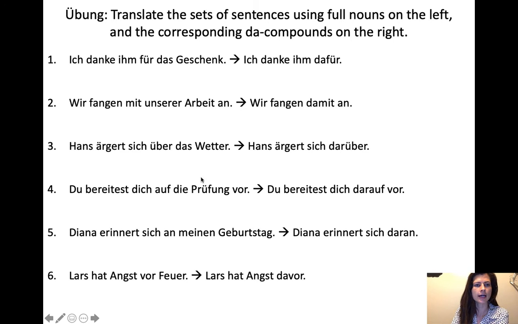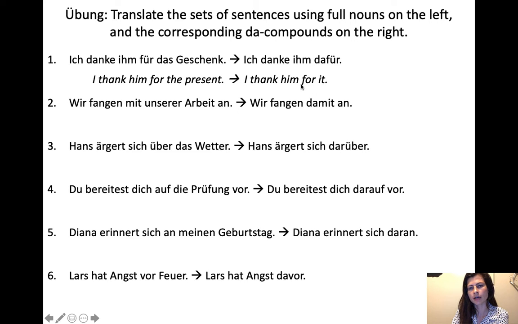So let's look at these sentences. Ich danke ihm für das Geschenk, which is, I thank him for the present. For the present, prepositional phrase with a noun as the object of the preposition. But then, ich danke ihm dafür, I thank him for it, dafür meaning for it. So instead of going into the pronoun for the object of the preposition, we're just going to use this new feature, which is the da compound, dafür. I thank him for it.